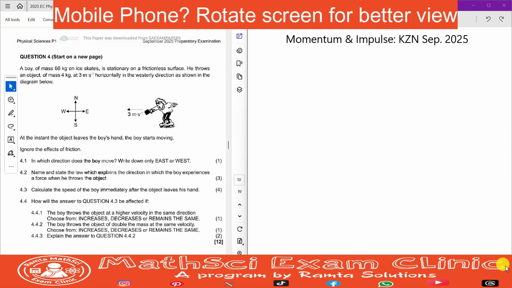As you can see, this question was a 12 marks question, so it should be done in 12 minutes. Remember, for every mark, you should spend a minute. So let's get into it and see if we can finish in exactly or less than 12 minutes.